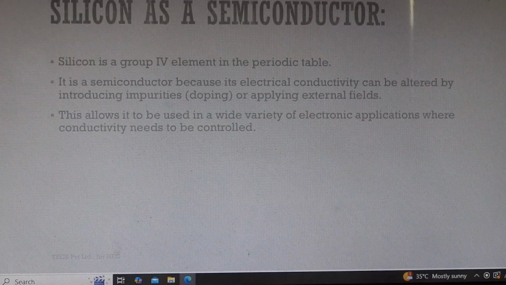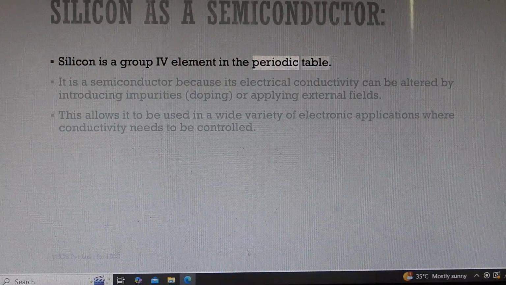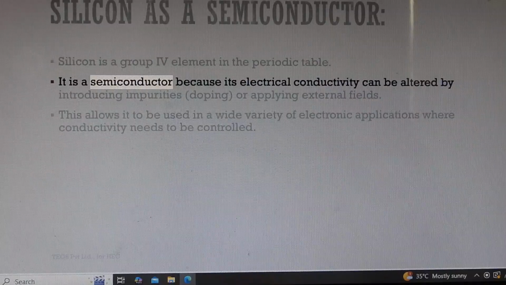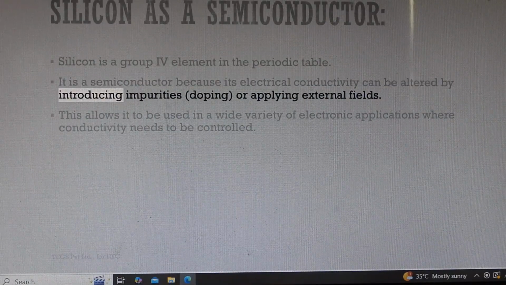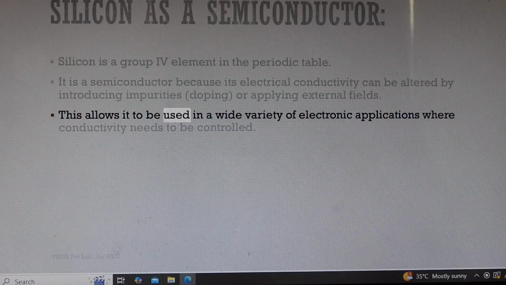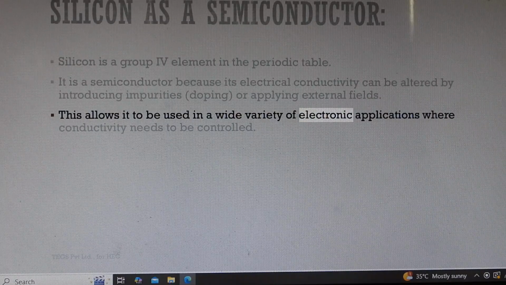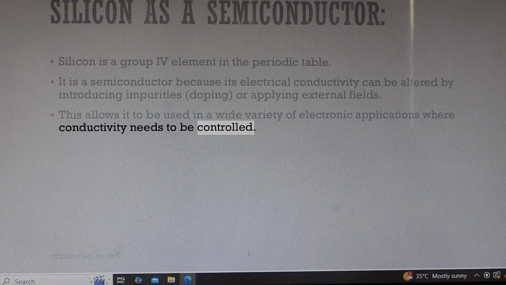Silicon as a semiconductor. Silicon is a group 4 element in the periodic table. It is a semiconductor because its electrical conductivity can be altered by introducing impurities (doping) or applying external fields. This allows it to be used in a wide variety of electronic applications where conductivity needs to be controlled.